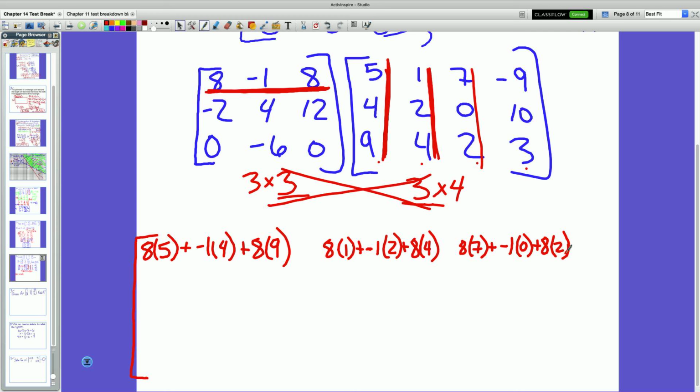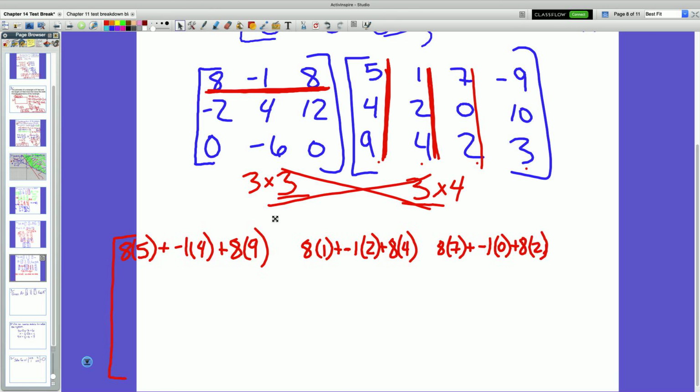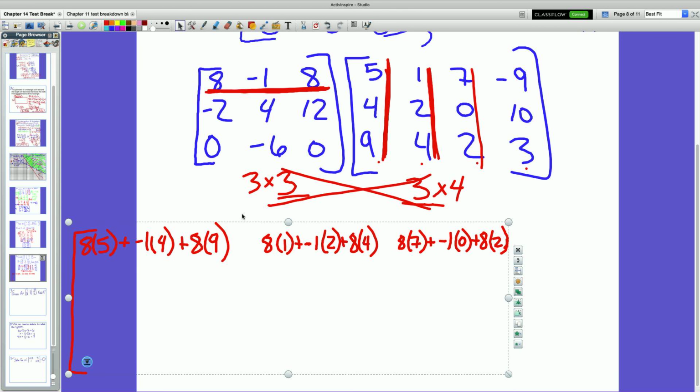Okay, I'm going to have to use the blue space. It's not all going to fit. Let's see. Slide that over. Hopefully you guys can still see that.